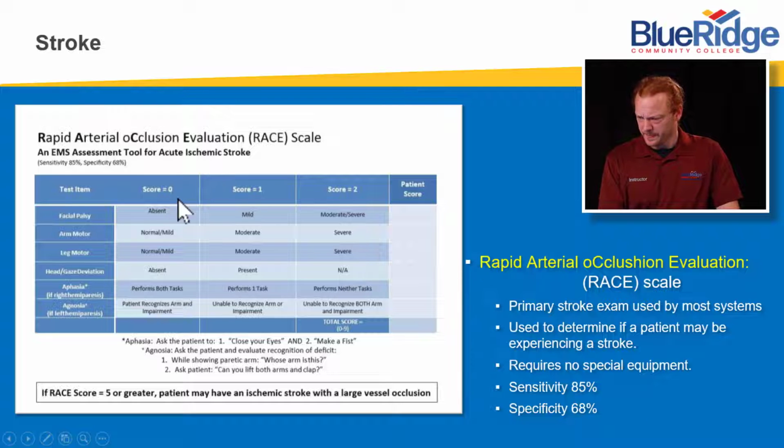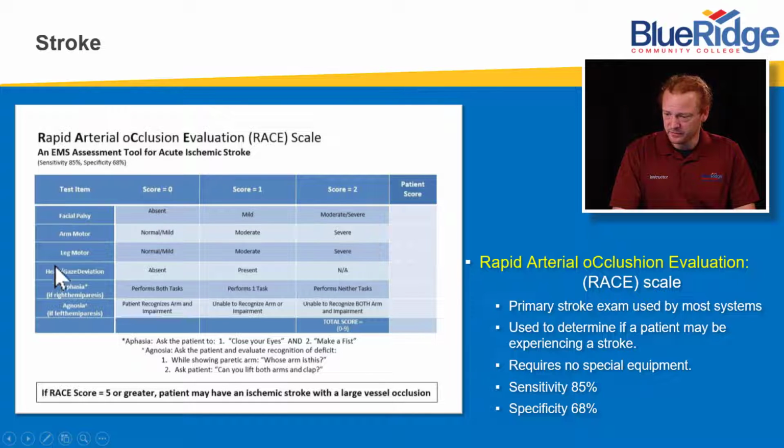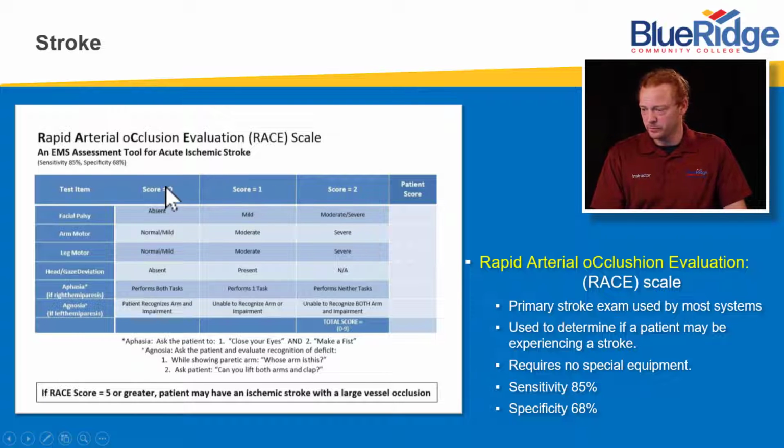rate. If you look at the scale here, you have a score line on the top, 0 being no deficits, 1 being mild or moderate, and 2 being moderate to severe. And on the left column, you have facial palsy, arm motor movement, leg motor, head gaze deviation, aphasia, and agnosia. So you will make an assessment based on these assessment tools, and then give them a score of 0, 1, or 2, and then you'll add those up.